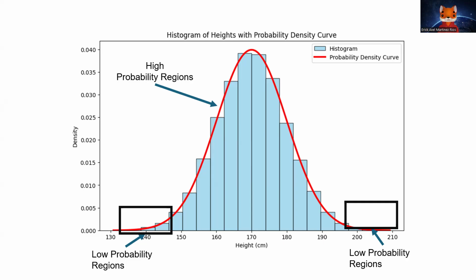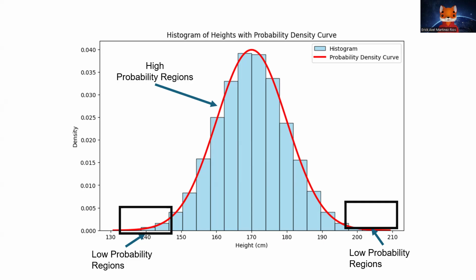Okay, it's basically a mathematical model that describes the behavior of my variable. Based on that, we can also identify low probability and high probability regions. And this is relevant because sometimes we can make conclusions based on this.